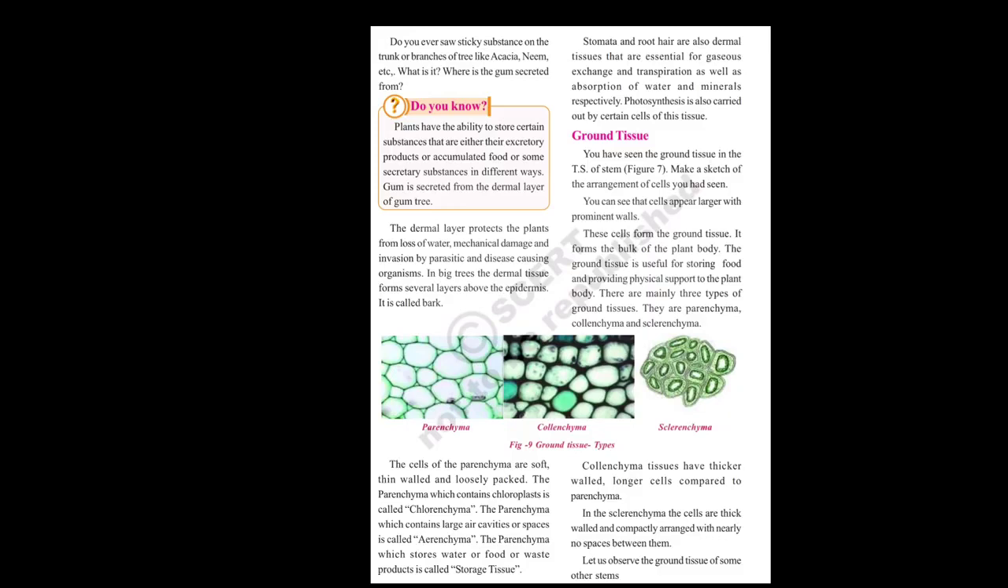And the third one is Sclerenchyma. In the sclerenchyma, the cells are thick-walled and compactly arranged with nearly no spaces between them. The parenchyma gives support to the plant by having chloroplast, some amount of air, and storing waste food and water. The collenchyma gives some amount of mechanical support. And the sclerenchyma gives physical support to the plant, and it is also mostly helpful in growing.